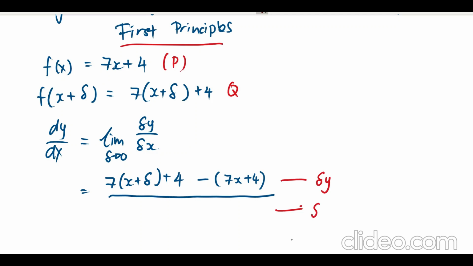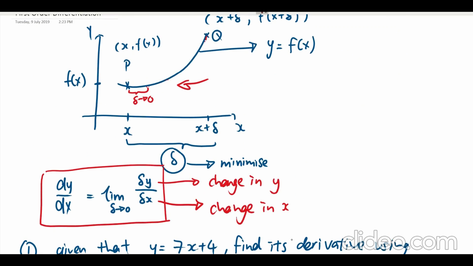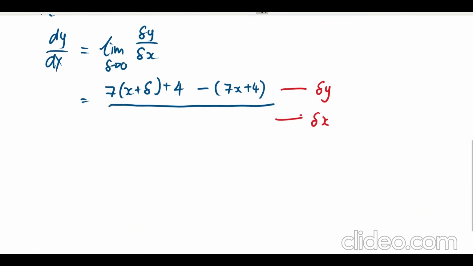Now what about the change in x? If you look at the top right, this is the change in x, and the difference between the point here and the point here is always delta. So the denominator is always going to be delta. Oh, I forgot to write in my limit as delta approaches 0.